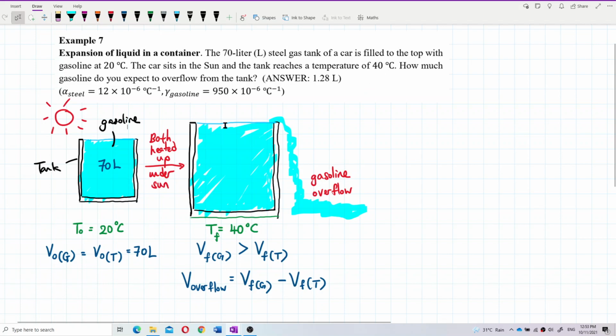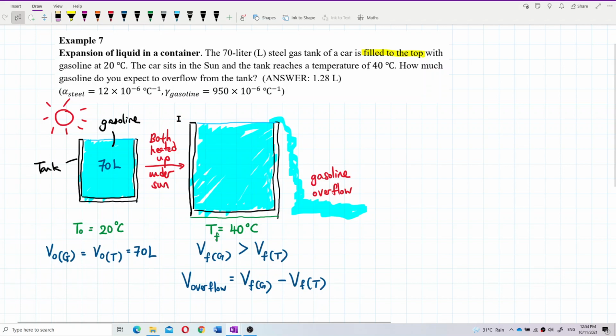Initially, because it says full, you can see over here they are filled to the top. The tank is filled to the top with gasoline. Since it says filled to the top, that means the initial volume of the gasoline is equal to the initial volume of the tank, which is 70 liters. So they have the same initial volume because they say filled to the top.